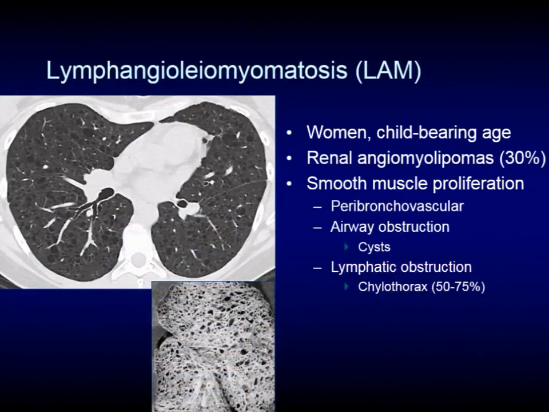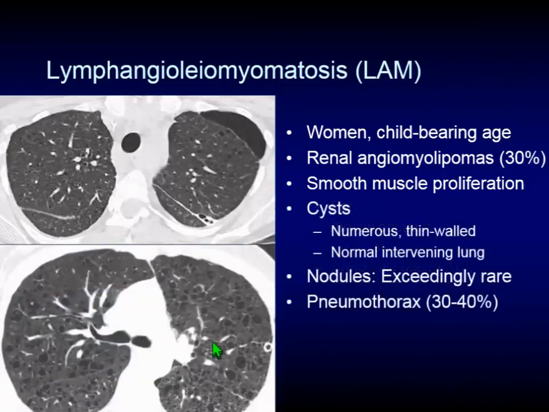As you know, this occurs in women of childbearing age. In 30% of these cases, you can have renal angiomyolipomas. What this represents is an abnormal proliferation of smooth muscle affecting the peribronchovascular structures. If it's affecting the airway, it causes obstruction and cyst formation. If it's affecting the lymphatics, you get chylous pleural effusions in as much as three-quarters of those patients. Again, here you can see the gross specimen that goes along with the CT.